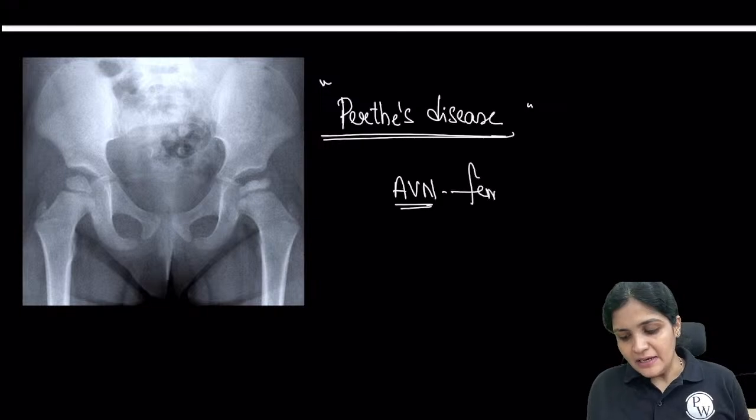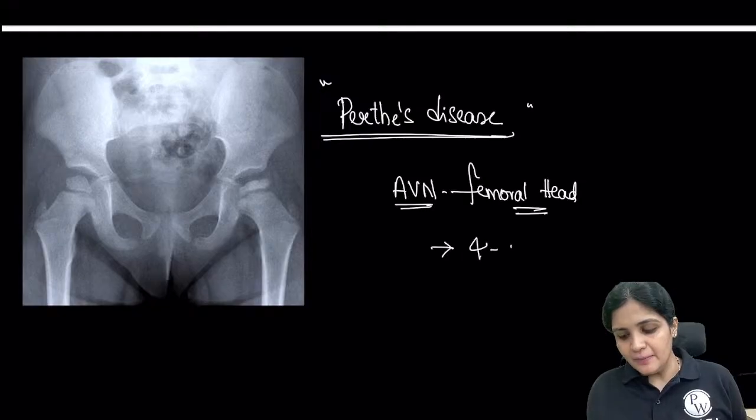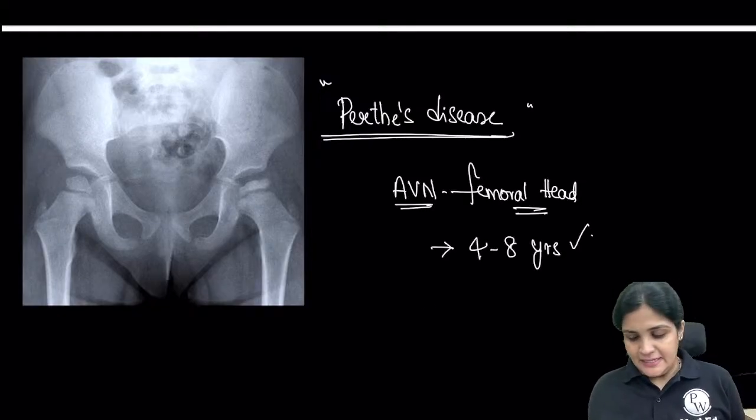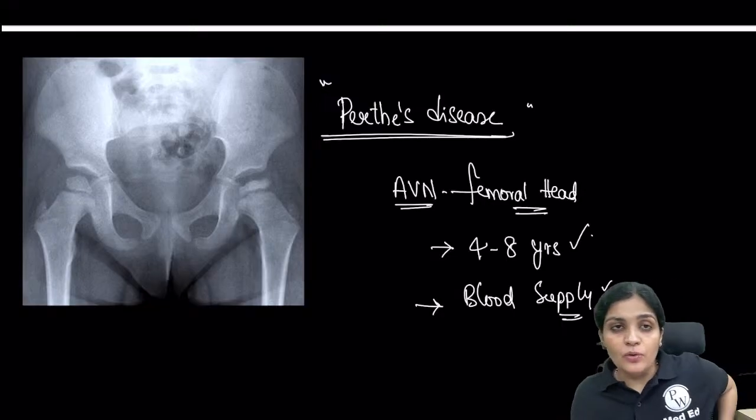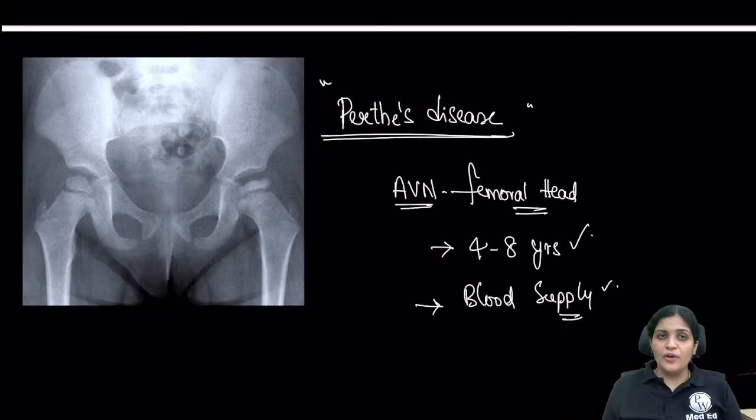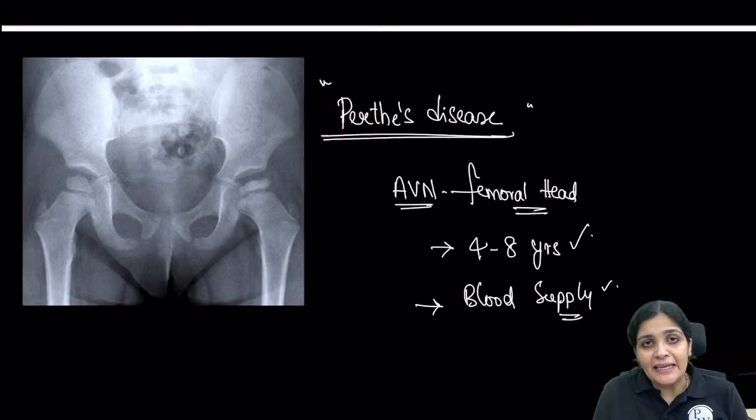Perthes is nothing but avascular necrosis of the femoral head. Which age group do we usually see? 4 to 8 years. This is because the blood supply is not very good in this age group. There is some disturbance in the blood supply, hence the femoral head will land up in avascular necrosis.